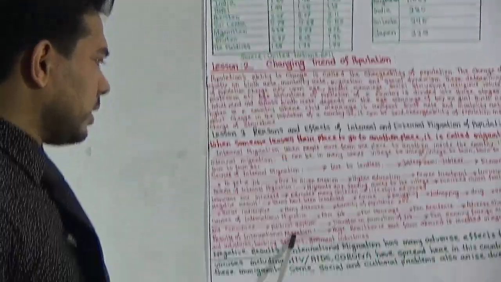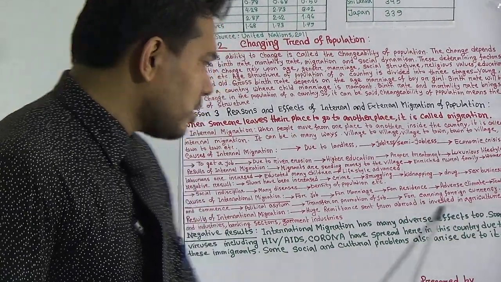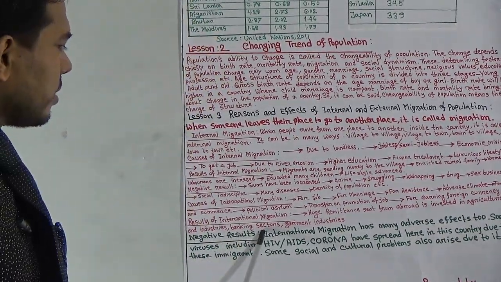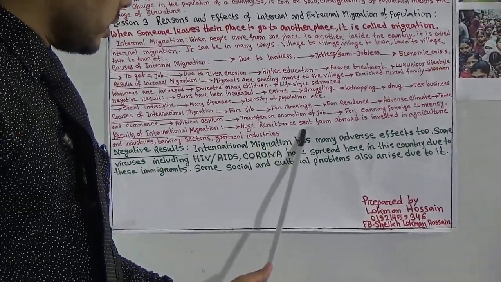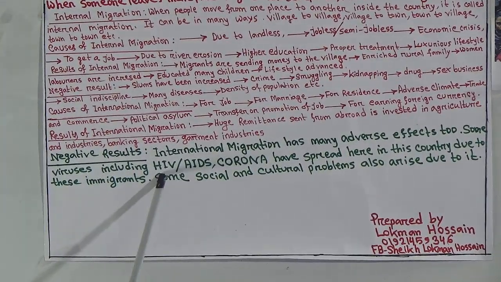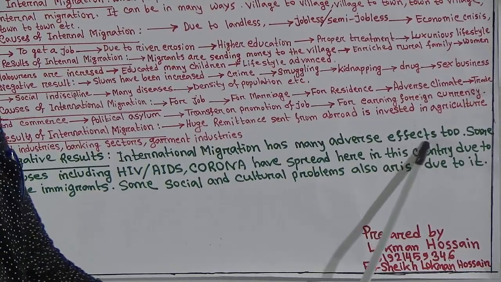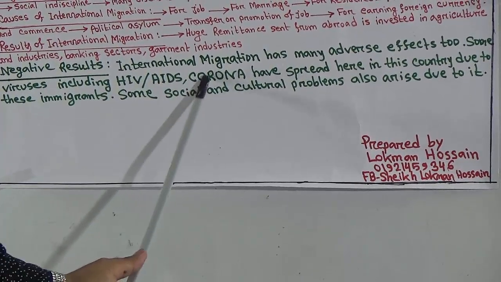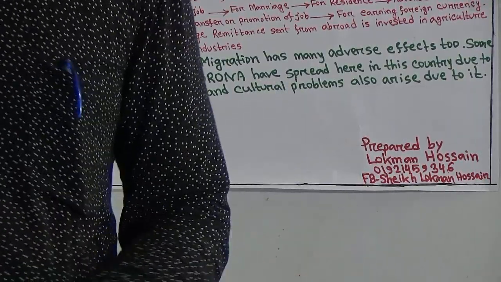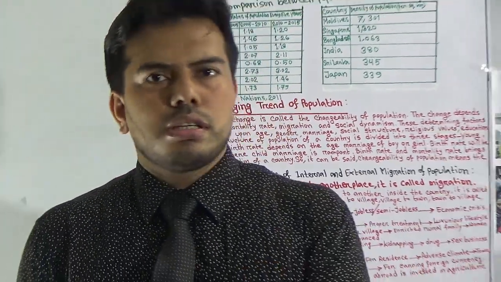Results of international migration. Huge remittances sent from abroad are invested in agriculture, production and banking sectors, and the garment industry, and hence we are getting advanced. The negative side we can find here: international migration has many adverse effects too. Some viruses including HIV, AIDS and Corona have spread in this country due to migration. So some social and cultural problems also arise due to this migration.